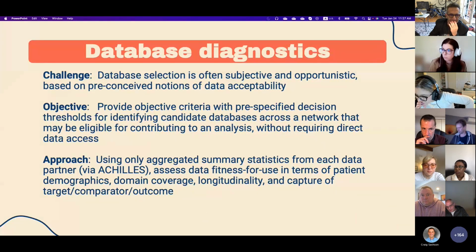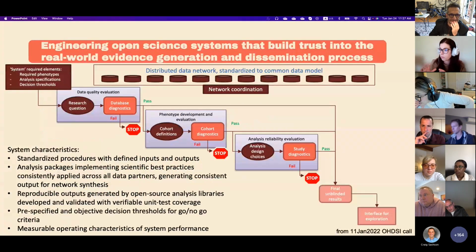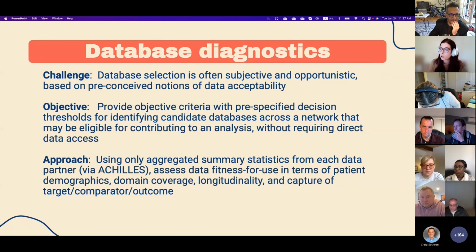Because if you remember, we already had a little bit of these fail-safes implemented for cohort diagnostics and study diagnostics. They just hadn't been put together. But we had to build something for data diagnostics totally from scratch last year. And what we ended up doing was taking an aggregated set of statistics out of our much loved ACHILLES application. And we used that to try to assess data fitness for use given a specified clinical question.